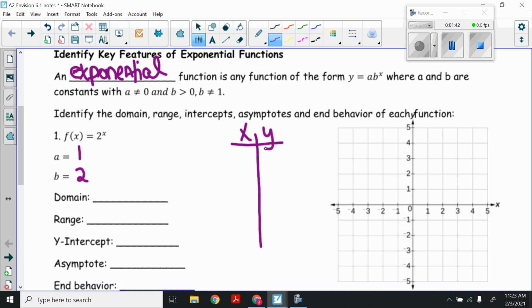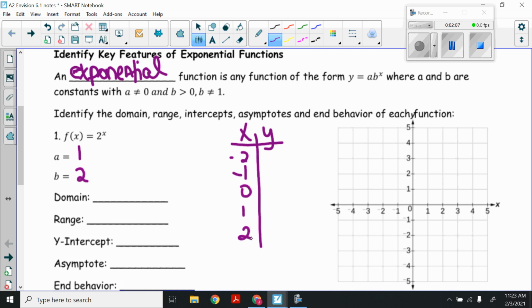On this first one, we're going to go ahead and graph it, and then we'll come back and talk about domain, range, intercept, asymptote, end behavior, and all of that after we have graphed it. And then we should be able to identify those things without graphing them. Okay? So x, I can pick any number I want to plug in for x. So let's just do -2, -1, 0, 1, and 2.